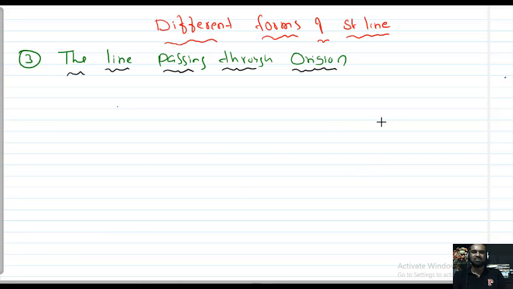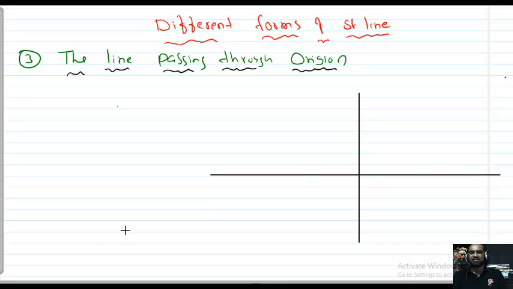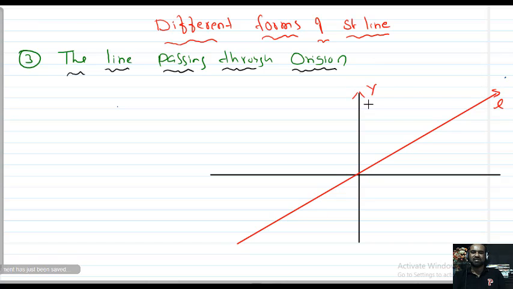Okay, students, listen now here. This is the y-axis, this is the x-axis. One of the lines is this, which is passing through the origin. Let it be named BL. Listen, student, this is the y-axis, this is the x-axis, this is the origin whose coordinates are 0, 0.